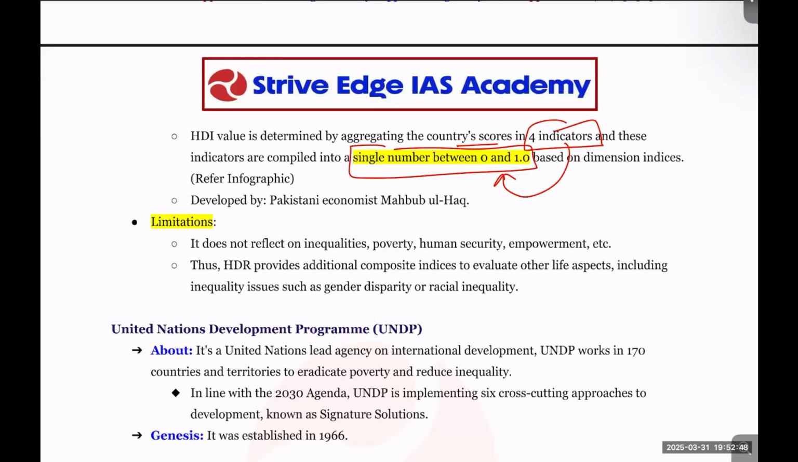which gives you the HDI. Okay, and it was developed by Pakistani economist Mahmood ul Haq. Yeah, that you should remember. This person is very important when we talk about the HDI, and not only in the prelims but in mains also you can write about him.